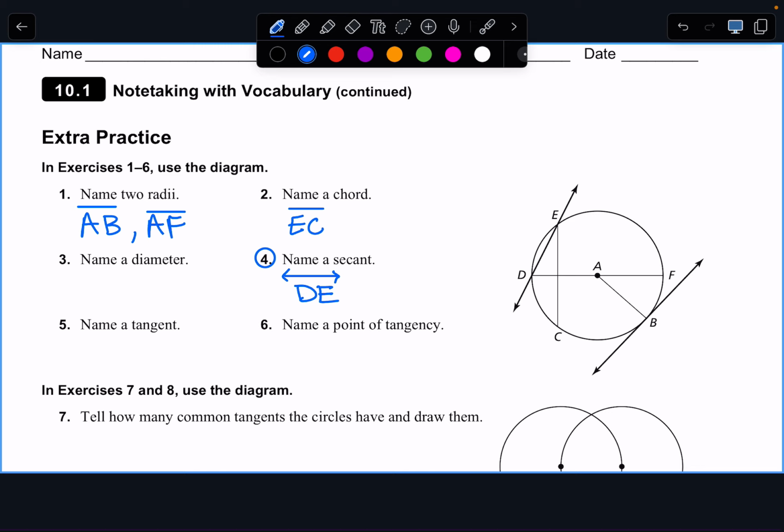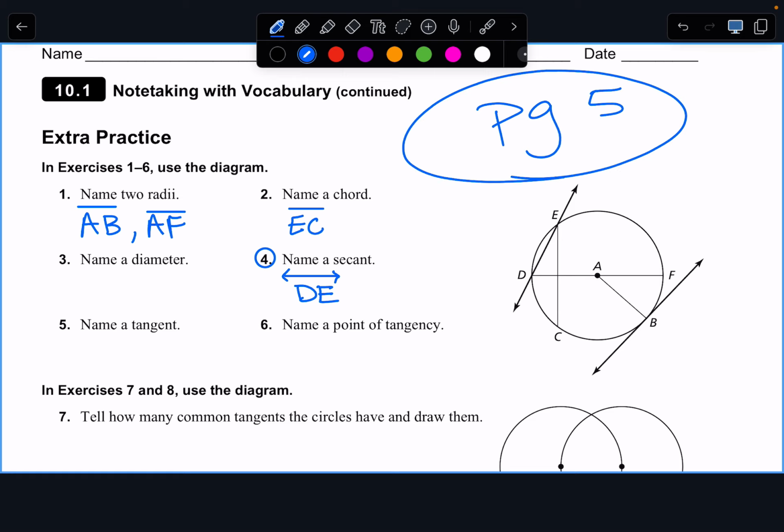Okay. Page 5 in your packet is your homework.